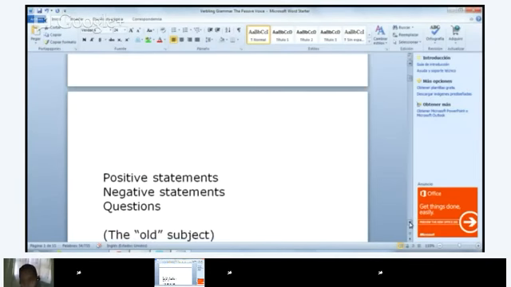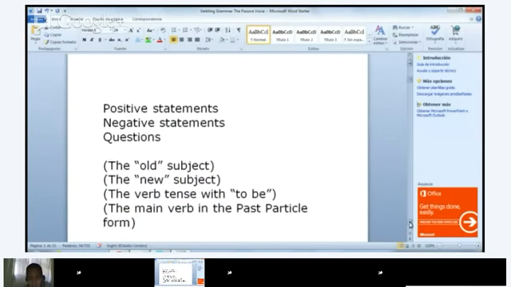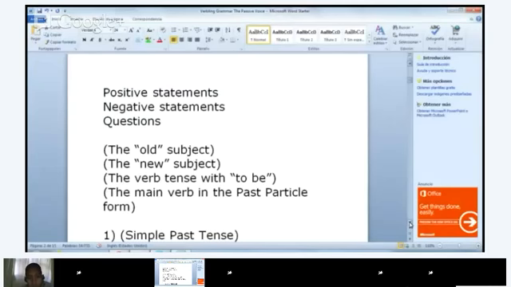When we're talking about the passive voice, we're going to be talking about the old or original subject, and the new subject, the subject that we want to focus on. We're going to be talking about the verb tense that is completed with the verb to be, and the main verb, the real verb of the sentence. The main verb is in the form of the past participle.